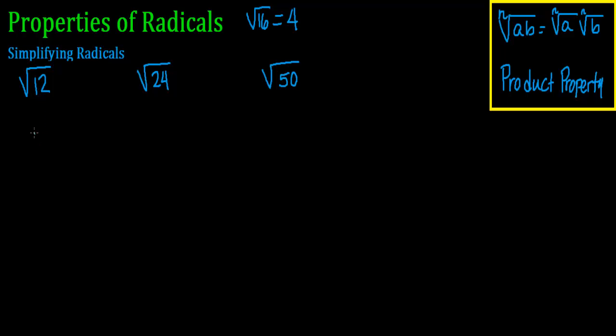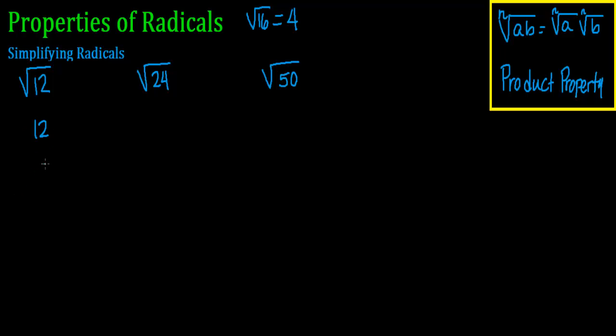I'm going to show you two techniques on how to simplify these kinds of radicals that are not perfect squares, but I can simplify them a little bit. I'm going to show you prime factorization first, and then we're going to do it using a different method using the product property. Let's do prime factorization. Prime factorization means you take a number and you factor it all the way down, break it down into factors, all the way down to having only prime factors.